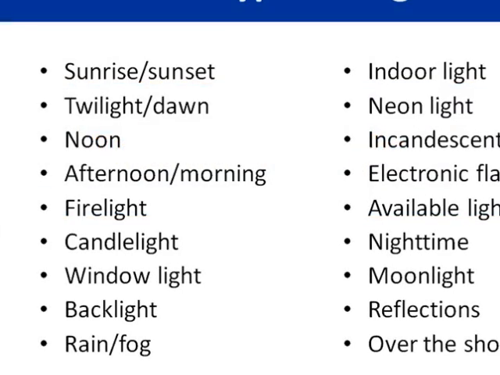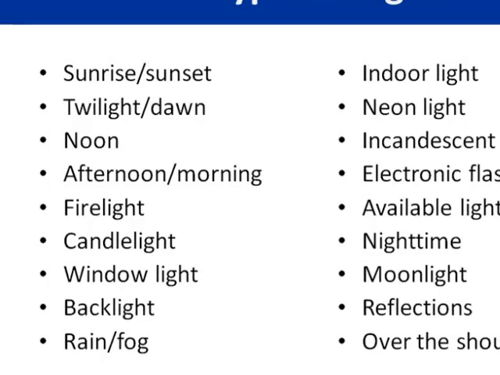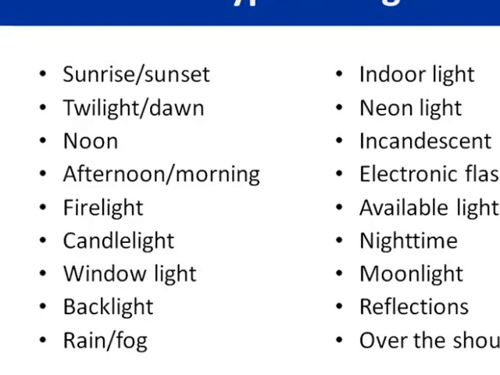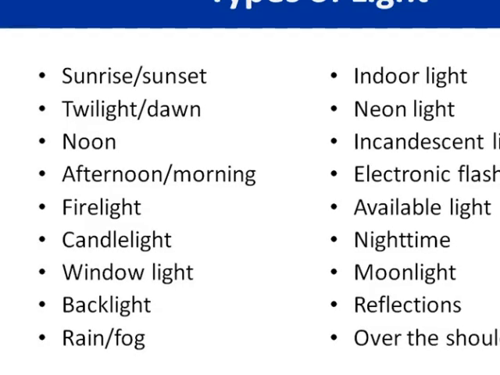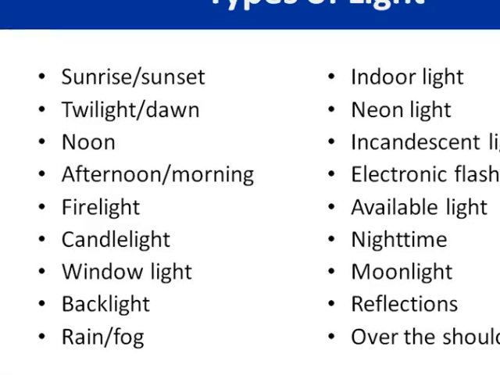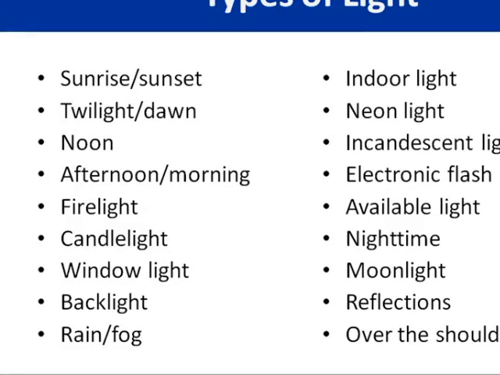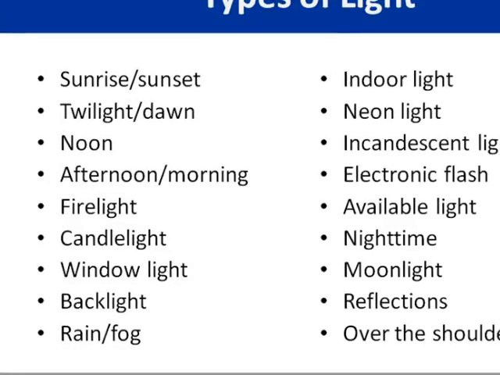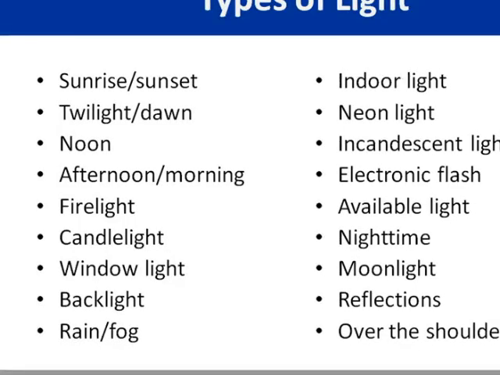Okay, one of the things I'd like you to think about is the different kinds of light as you encounter your photographic subjects. Of course, you have the time of day. You have sunrise and sunset. You have twilight and dawn. You have noon, and noon is one of the least favorable times of taking pictures. The lighting is just very, very washed out there. No shadows. Shadows are very important, as you'll see in this lecture. Afternoon and morning, these are kind of equal.